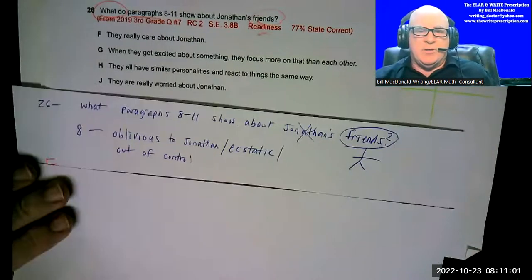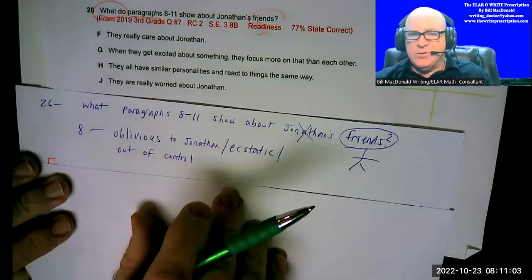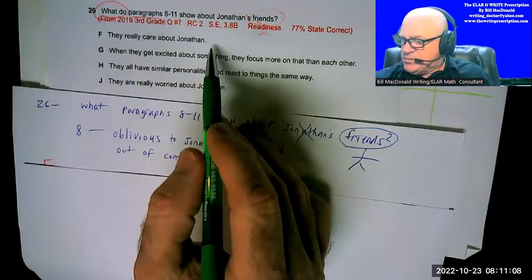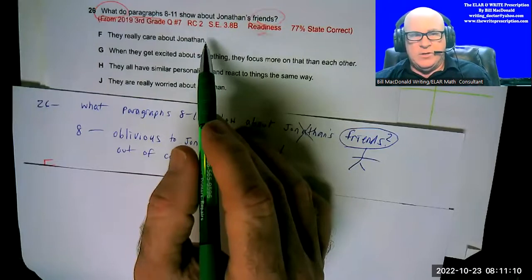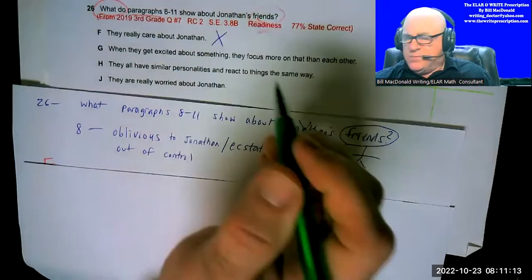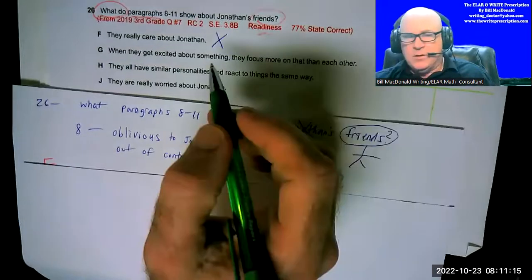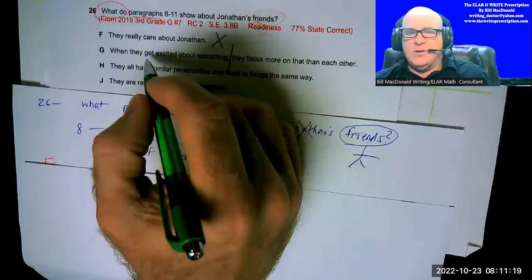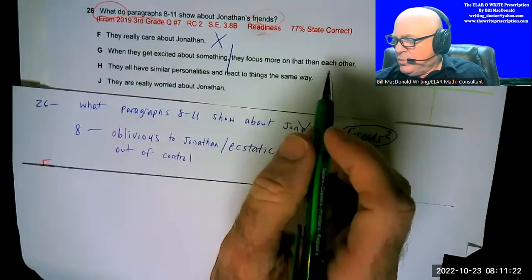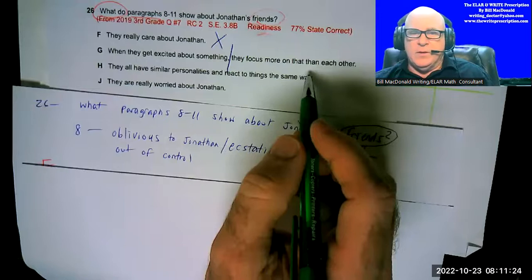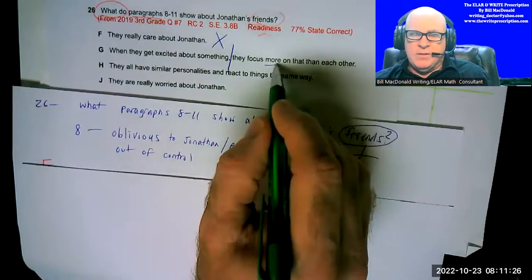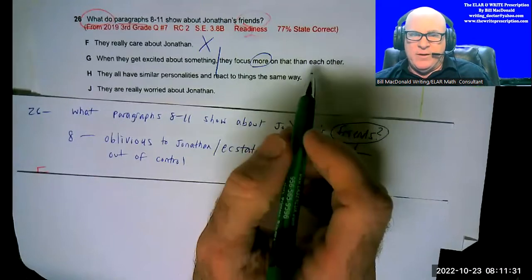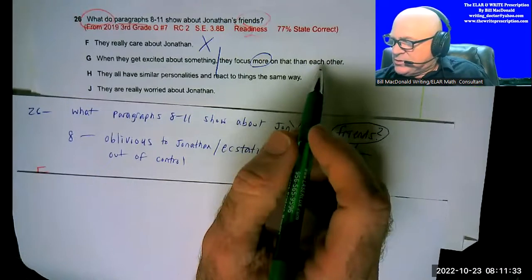They really care about Jonathan. Well, if you're oblivious to Jonathan in that section, that does not show that you care about somebody that you're not even paying attention to. When they get excited about something, yes, because they, as in all of them, what about it? They focus more on that than each other. Okay, more as in most of the time. So in this case, the only time that there was focus on each other was when Chris and Dan were giving high fives. So that one could be the answer.